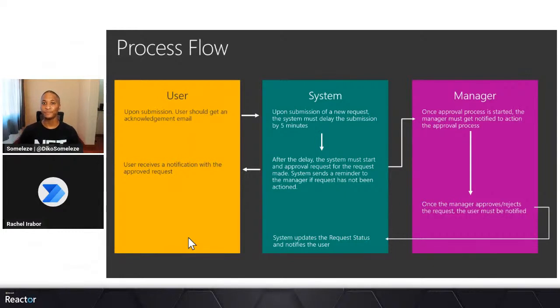So again, once a manager approves or rejects the request, obviously the user or the employee must be notified. But first, before the user is notified, the system needs to update the request status and then notify the user in terms of whether it has been rejected or approved. So ideally, you're going to see this being built out by Rachel using Power Automate.